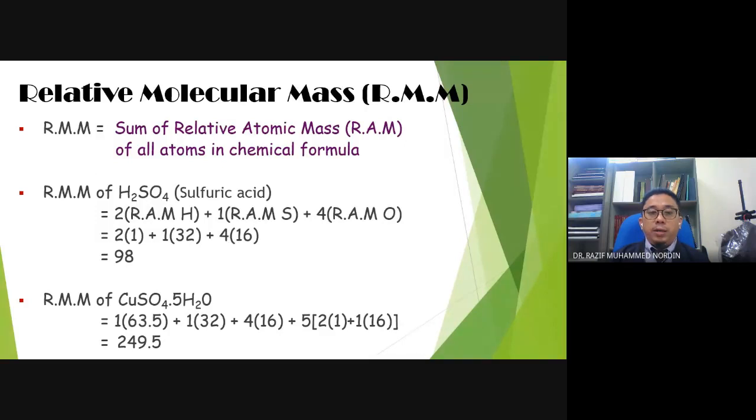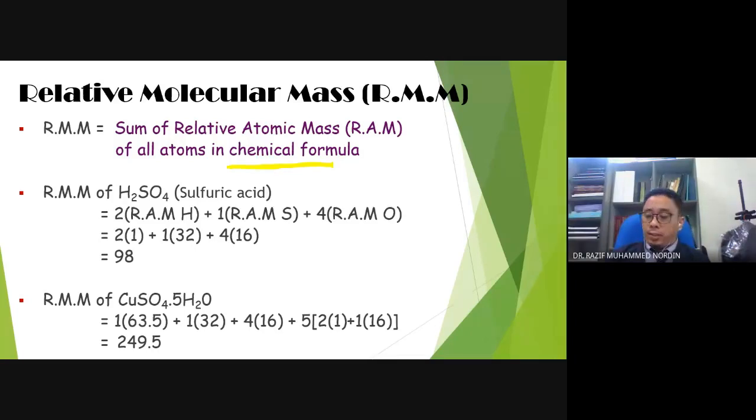So for relative molecular mass, you need to be very careful. It is the sum of relative atomic mass of all atoms in the chemical formula. Okay? So chemical formula ni, the basic dia, asas dia, you should be able to name the formula and to write the formula. Kalau di situ you tertinggal, susah dah untuk kamu. Susah untuk kamu score untuk subjek ini lah.